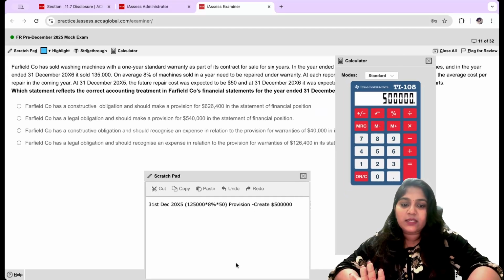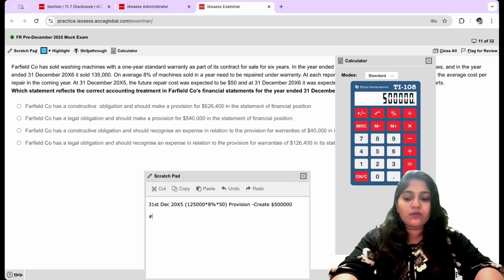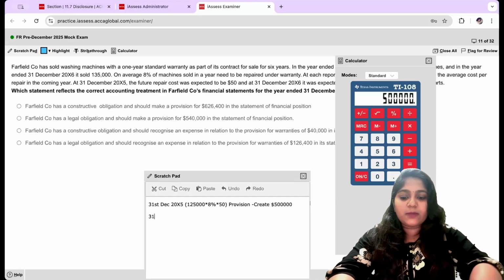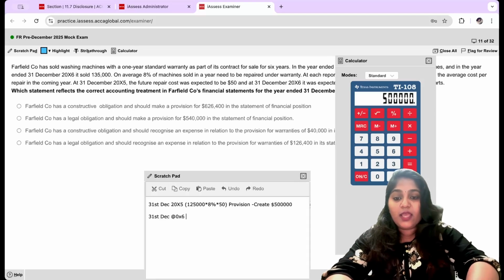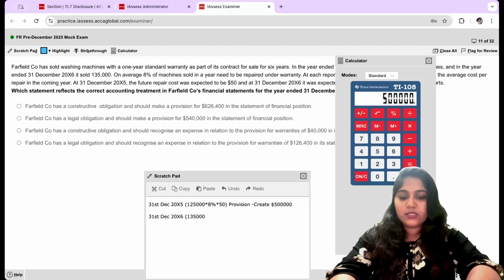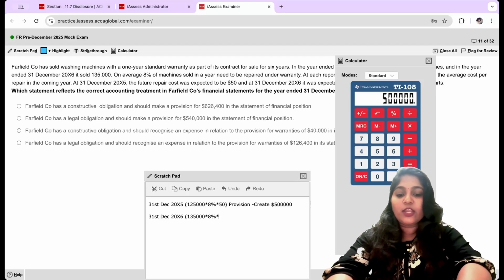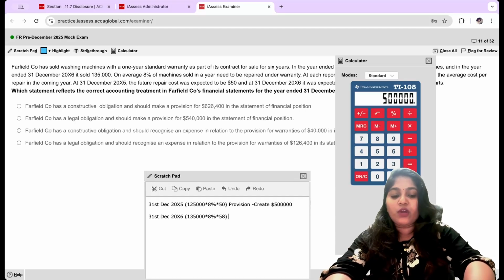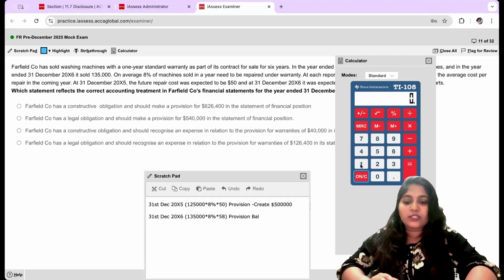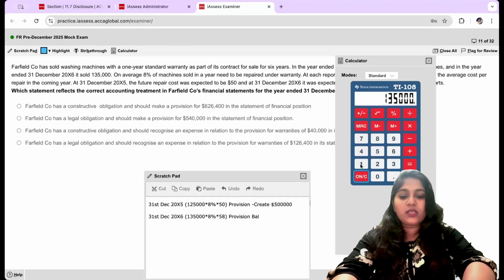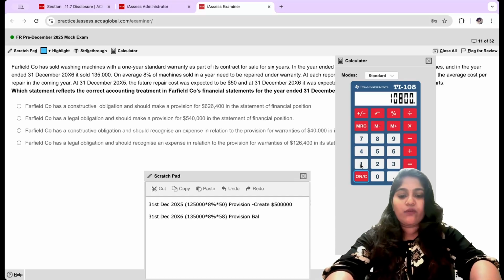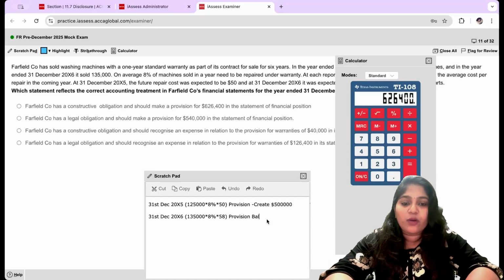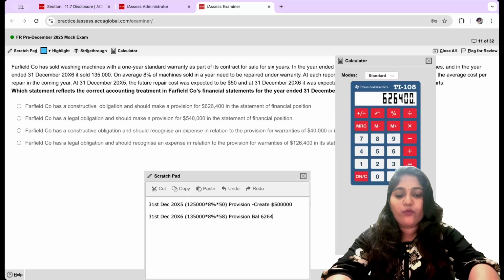Next year, for 31st December 20X6, I have to have a provision of 135,000 machines, once again at 8%, now at $58. The provision balance should have this much. So if I do the calculation, 135,000 machines times 8%, times $58, should have a value of 626,400.